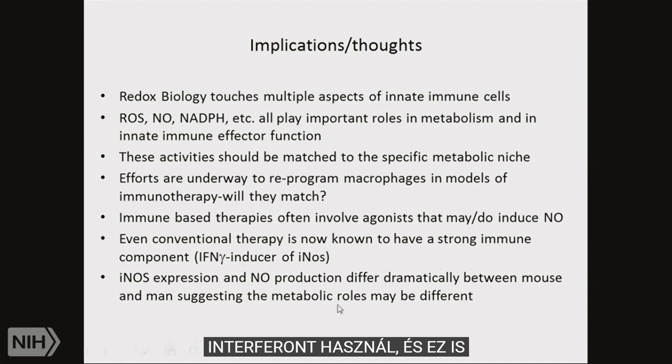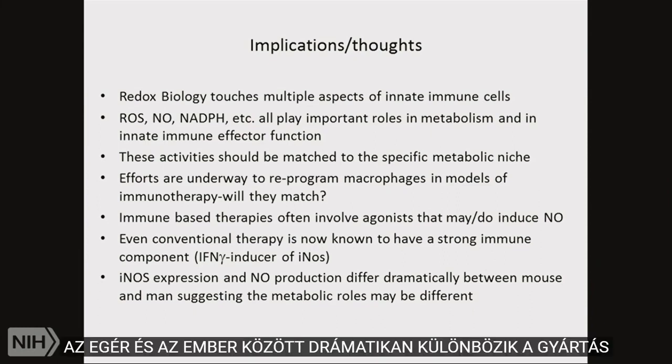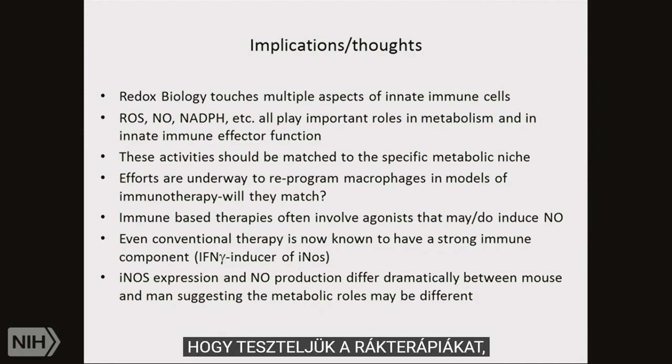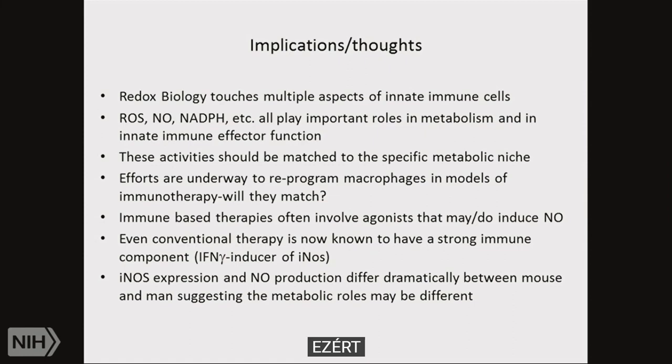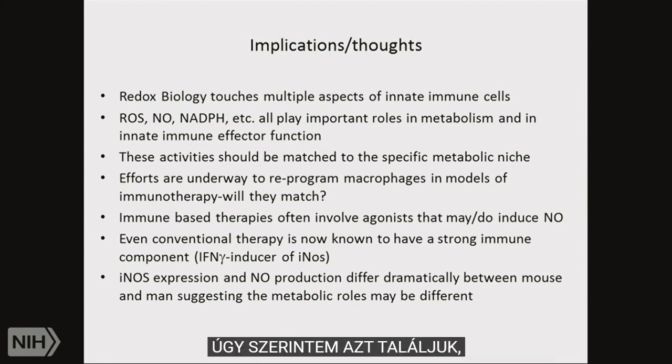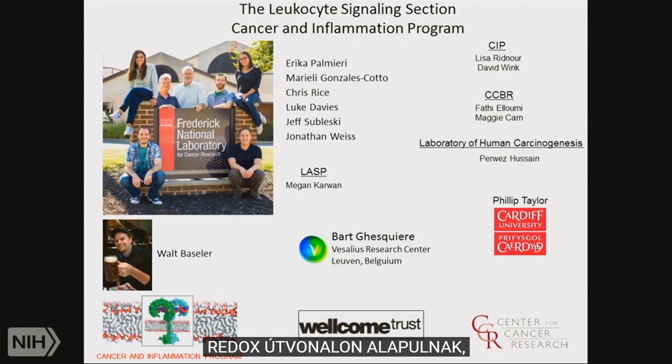And finally, the NOS, and you've maybe heard about this from some other speakers already in the course, but NO production is dramatically different between mouse and human. You know, and if you go and you look at how cancer therapies are tested, they're tested in mice. So should we not be surprised that they don't work when we go to human beings? I think what we're finding is that all of these metabolic changes that are based on that redox pathway are going to be different in mice and humans. So we need to do it.